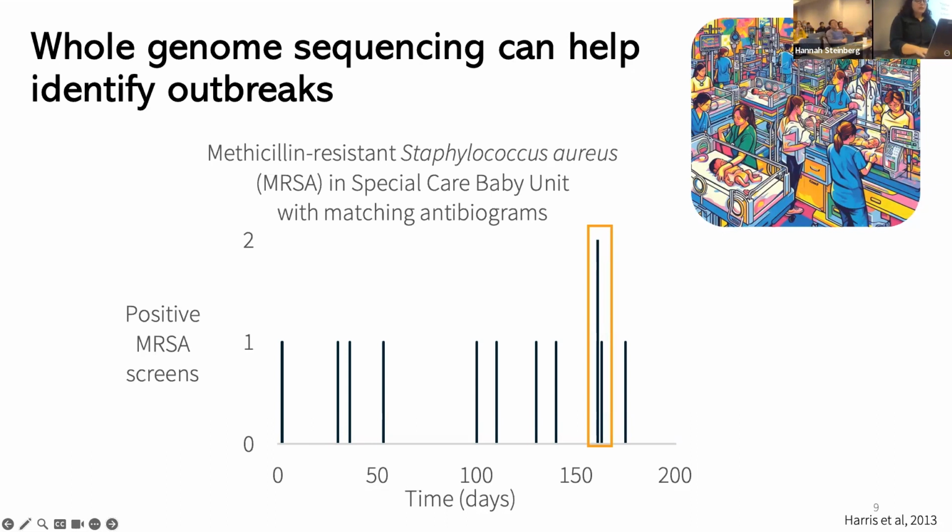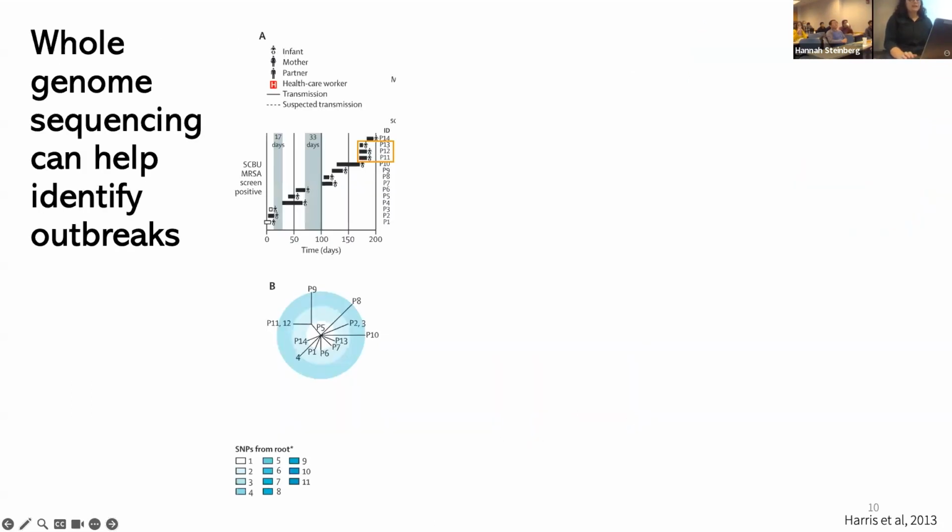So they whole genome sequence all of these isolates, as well as other MRSA cases in the SCBU during this time period. And they find that indeed they are all genetically connected. And they find 2 more cases that they hadn't previously identified are part of this outbreak. And it's not just those 3 cases, it's all 15 of these infants.